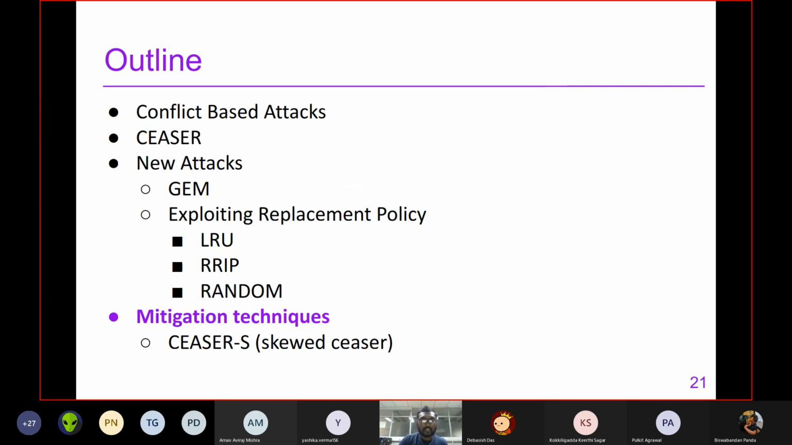So these are the fast attacks that can actually be used to form eviction sets in Caesar before the remapping is completed, and hence the attack is successful. Before we go to the mitigation techniques, maybe we can take some short questions.